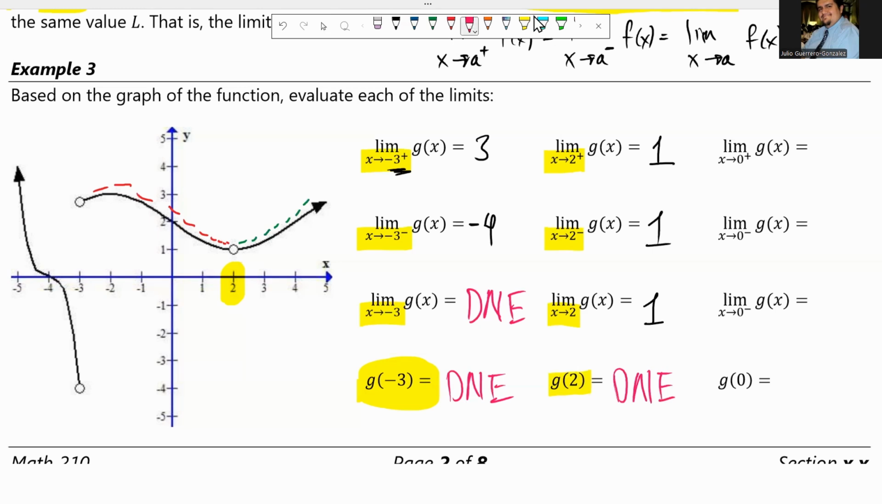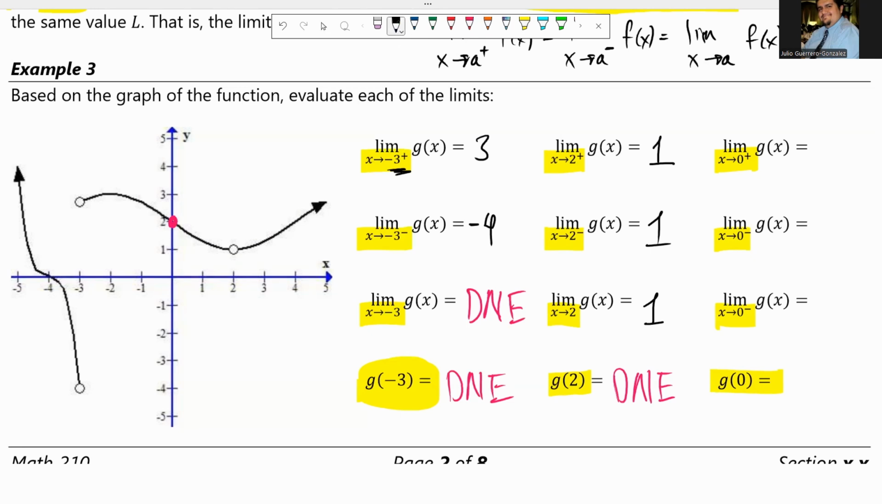Okay? Last set. In this case, I want to approach our value x equals 0. So I'm approaching this right here. Okay? So I'm approaching this x value. I'm going to actually fill it in hot pink. There it is. Okay?